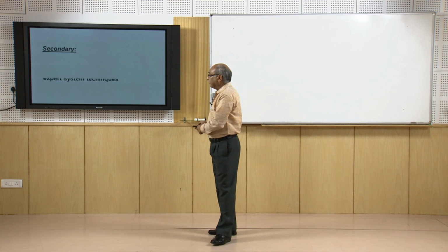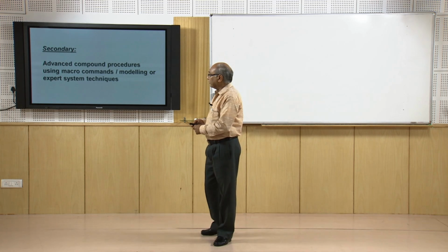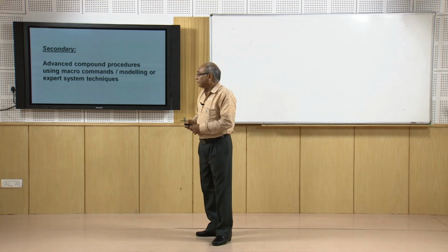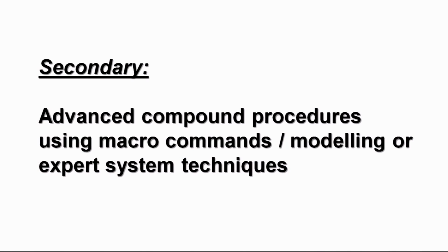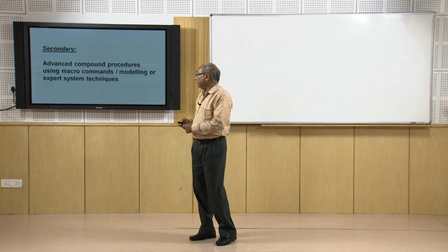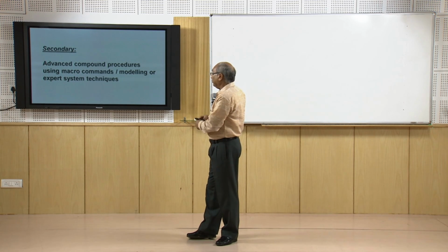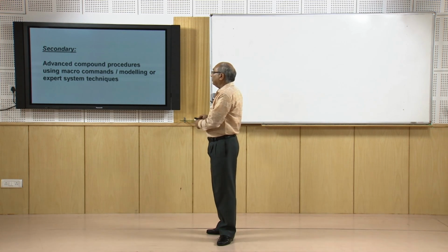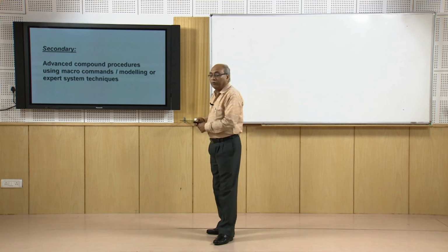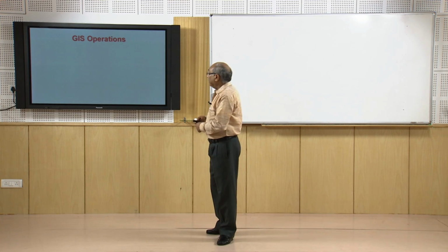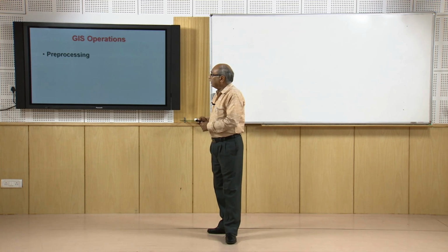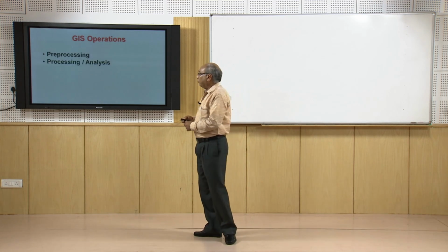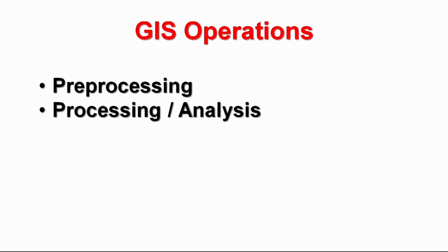Now let's look at the secondary ones. Secondary operations involve advanced compound procedures using macro commands or modeling or expert system techniques. All these tools are also supported in GIS, which we can handle very well here. It is not very simple, but all these supports are available, so this can also be done on your GIS systems. Now let's go in detail about the pre-processing processes and the processing or analysis one.